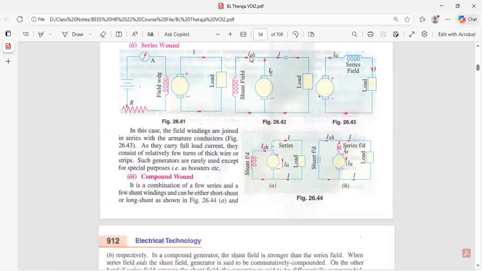Why is it called ISH, shunt current? Shunt current is the field current. Shunt means parallel. See, this winding is in parallel with the armature winding. That's why it is called shunt current or field current. Armature current IA is equal to IL plus ISH, because the armature current is coming to this node point and dividing in these two branches.